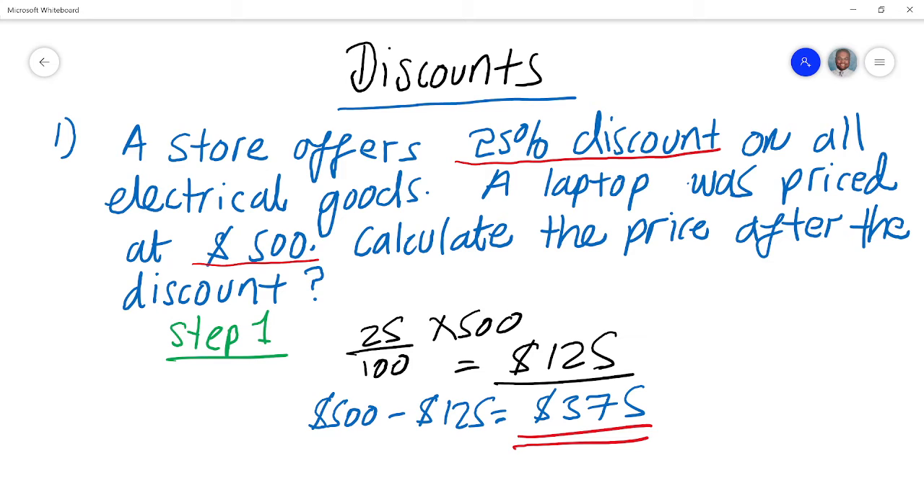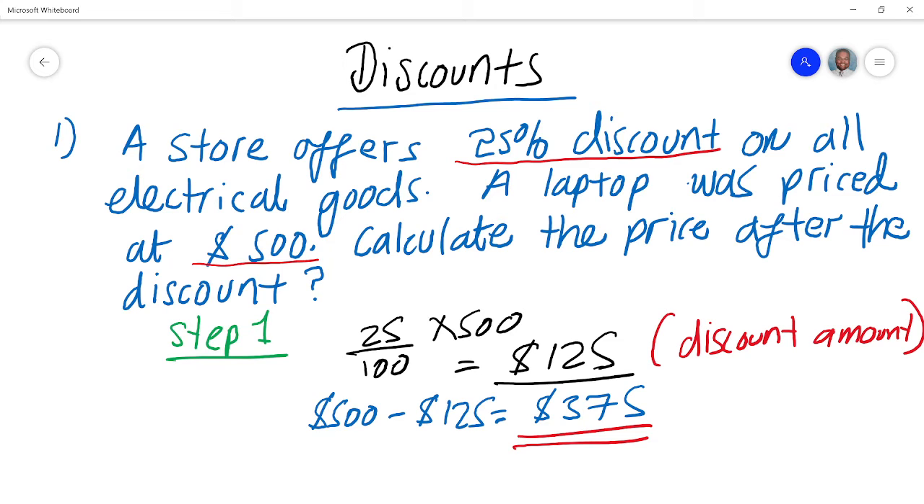So the first step is you go 25 over 100 times 500. You're going to get $125, and that is the discount amount in dollars. Now, your discount amount is not the same as your final price. What you now need to do is go 500 minus 125. Why 500? Because 500 was the original price, and you're going to get $375. So that is step one.